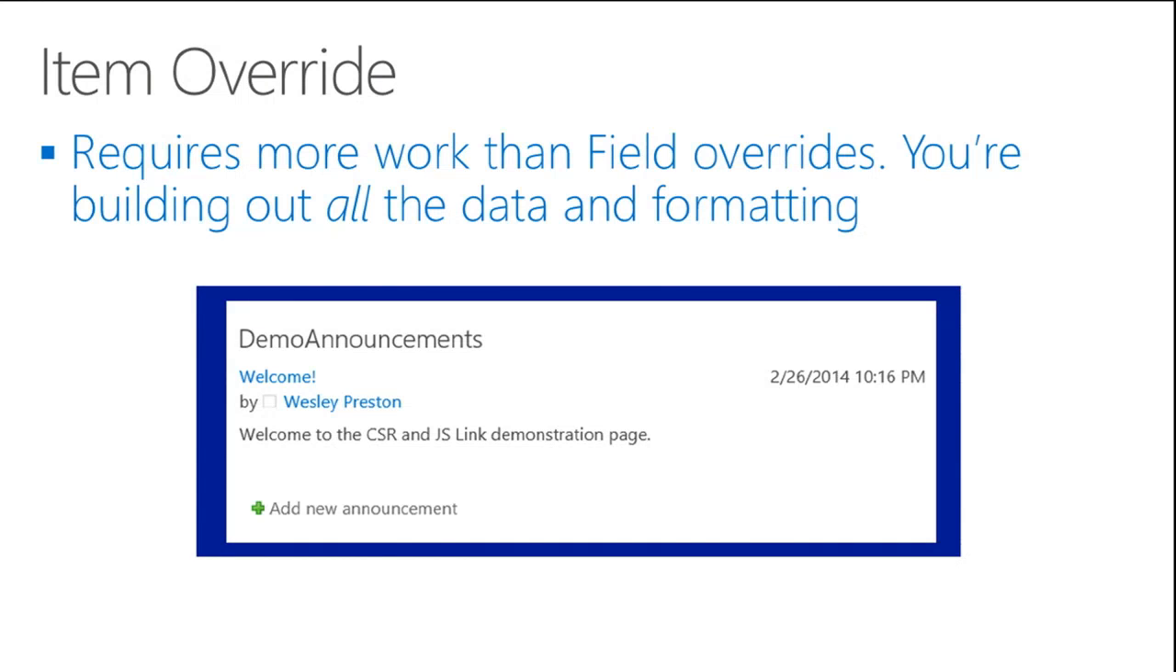This is the summary view. So if you have an announcements list and you pick summary view, most of you have played with this and seen that now I don't have my rows and columns. I've just got another nice way of displaying it. This is a great example of what you can do with an item override.